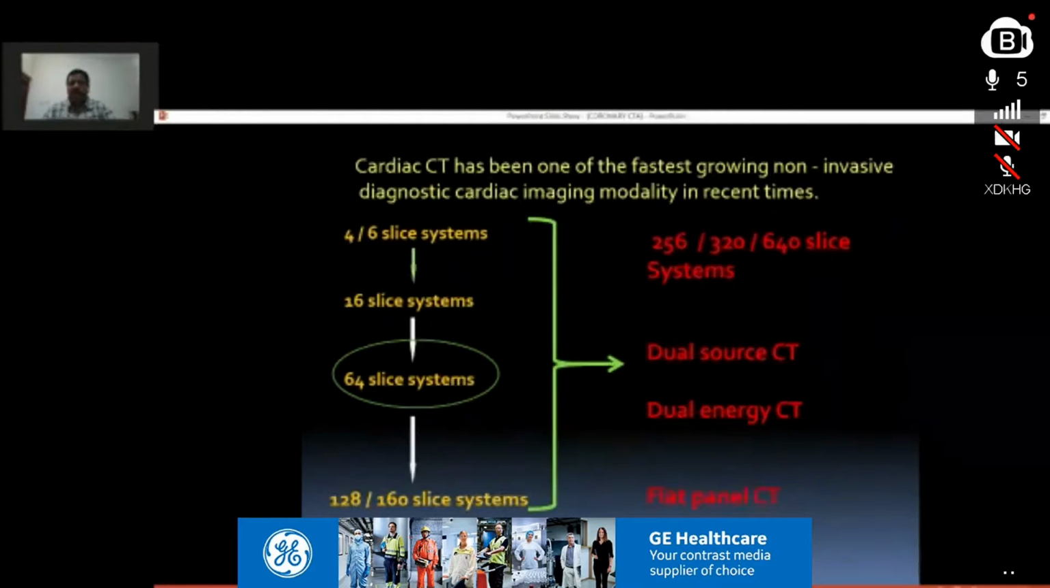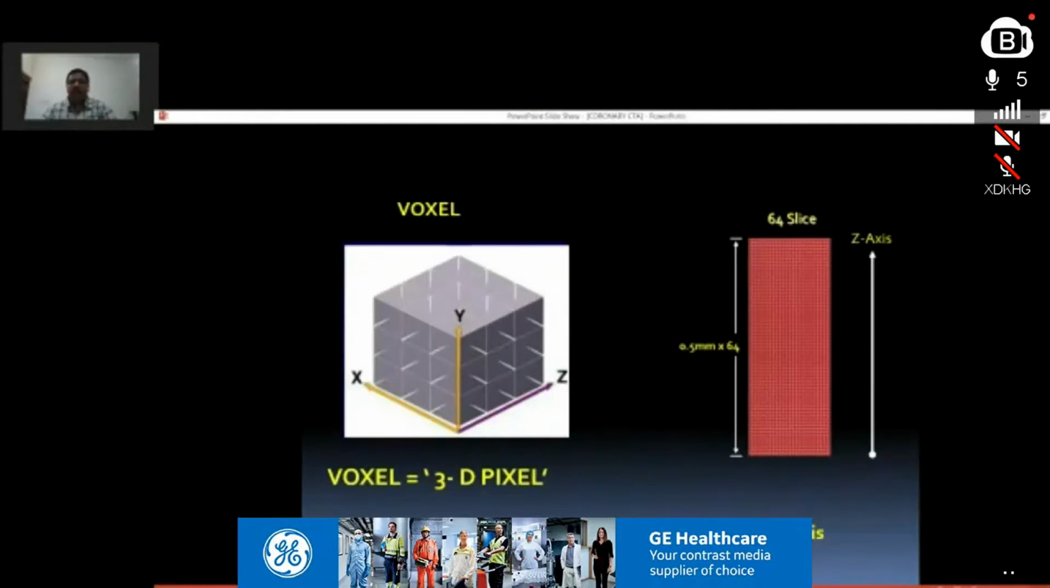Some vendors have shifted to widening their detector boards and bringing in 256, 320, and now a 640 slice system. The other vendors have shifted to producing dual source scanning, in which 2 X-ray tubes are placed perpendicular to each other. And another shift has been the introduction of dual energy CT, whereby X-ray beams are emitted at 2 different kV. And the other development has been the advent of flat panel CT, which has significantly improved the spatial resolution.